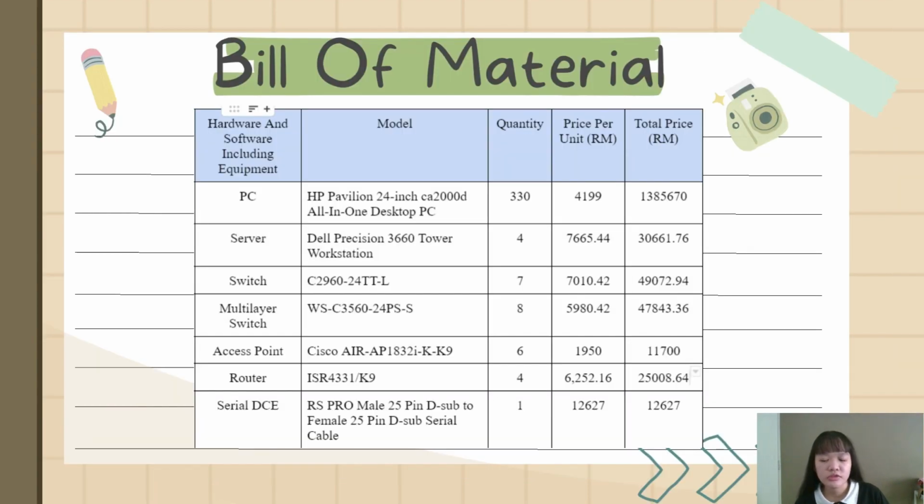Then last is the bill of material. In this project, we will provide a bill of material, which is a detailed list of all the raw materials and components needed to finish it. In this table, we can see we need 330 PCs, 4 servers, 7 switches, 8 multilayer switches, 6 access points, 4 routers, and 1 serial DCE.